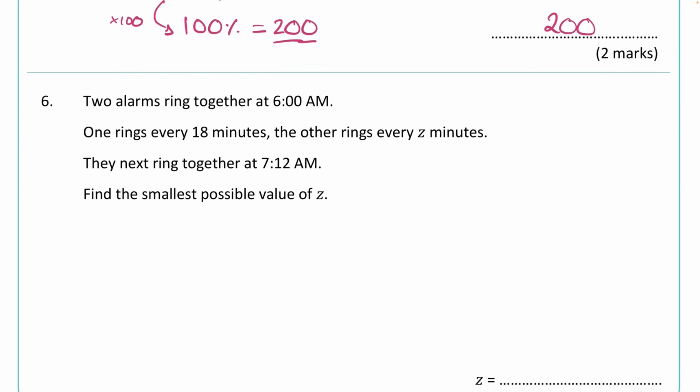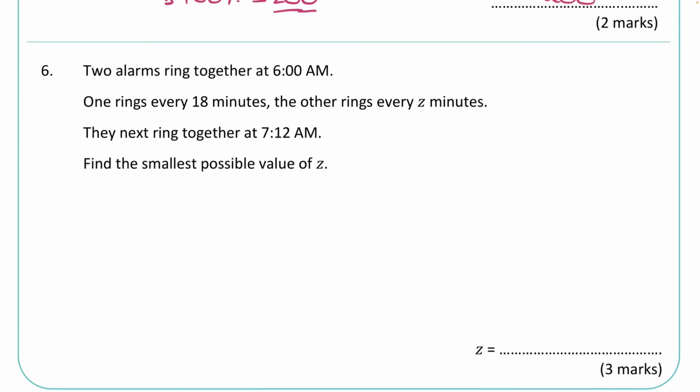Okay, on to question 6. It says 2 alarms ring together at 6 AM. One rings every 18 minutes, the other rings every Z minutes. They next ring together at 7:12. Find the smallest possible value of Z. Now, first things first is we need to know what the actual amount of time is here. Otherwise, we're not going to know what to look for. So from 6 to 7:12 is 1 hour and 12 minutes. Of course, 60 minutes in an hour, so 60 plus 12 is equal to 72 minutes.